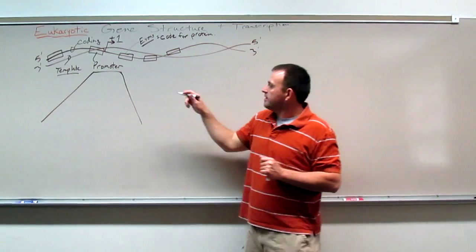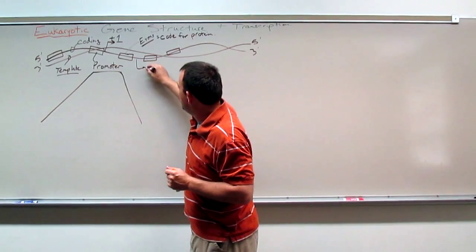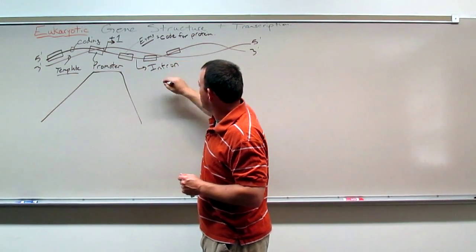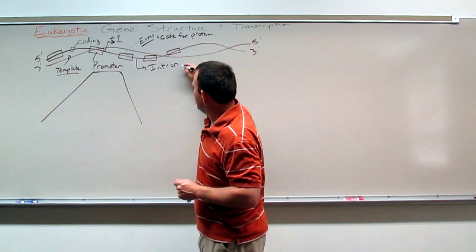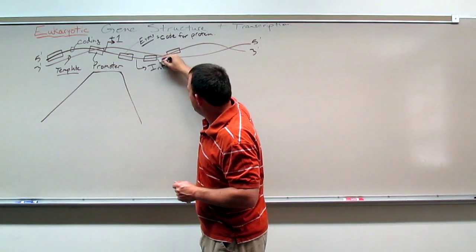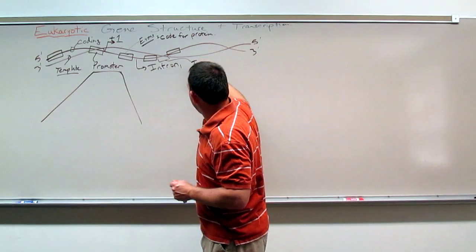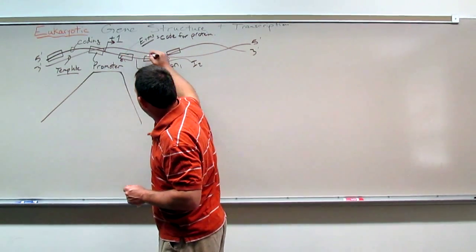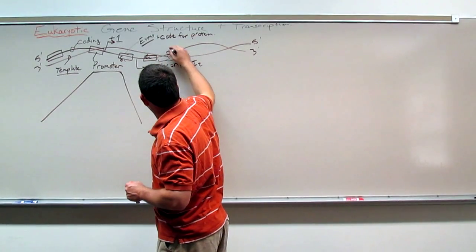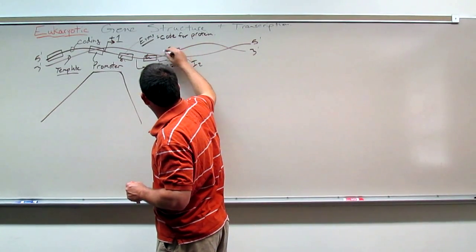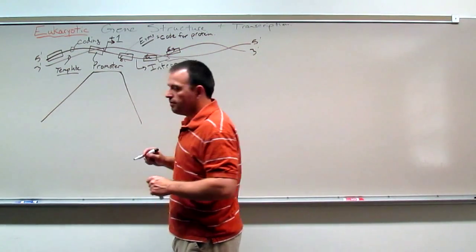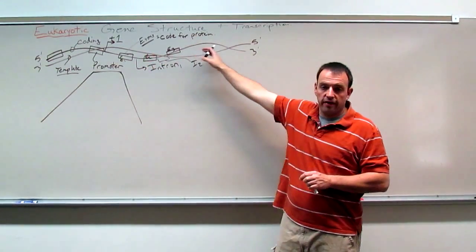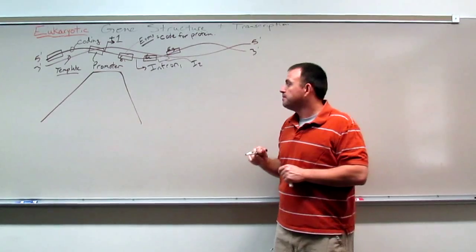In between the exons, we have introns. So this would be intron 1. This would be intron 2. That makes this guy exon 1. This is exon 2. And this is exon 3. Some genes have very few exons, 1 or 2. Some have 8 or 9 or 10 or 11 exons.